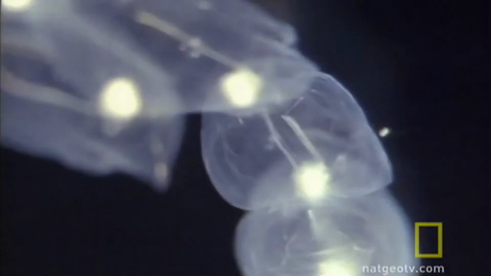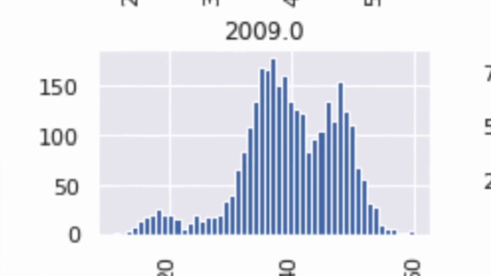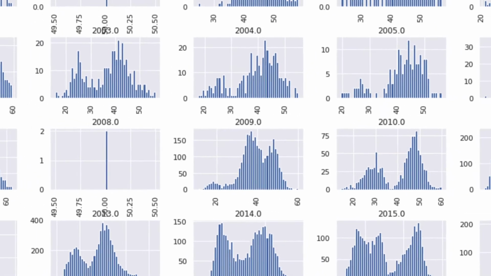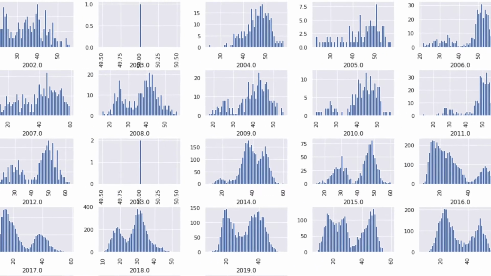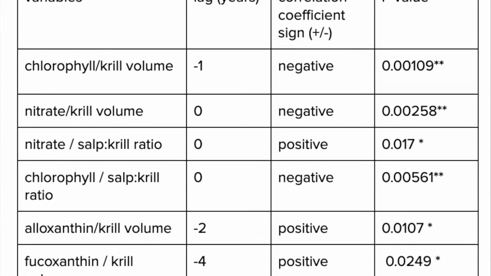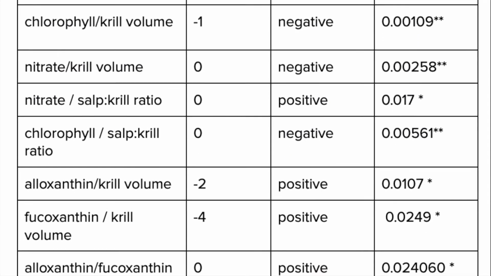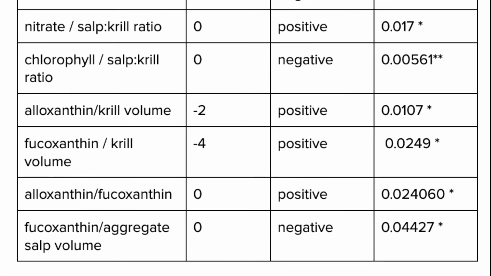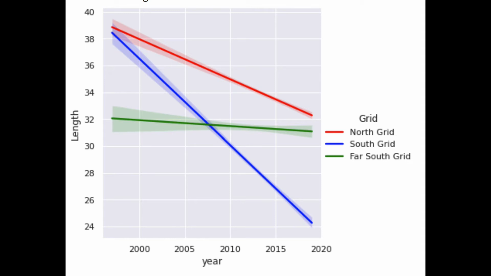Along with data collected from net tows, a variety of environmental variables were analyzed using periodograms, cross-correlation functions, and regressions to estimate cycle length, lag, and correlation strength. We found significant correlations between krill and salp volumes in several environmental variables, including nitrate, chlorophyll, and specific pigments associated with photosynthesis. There seem to be generally declining trends for krill length, although these trends show significant spatial variation.